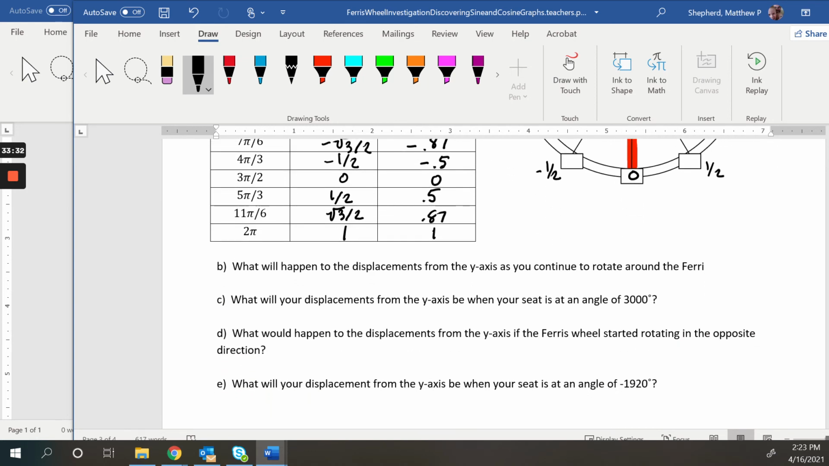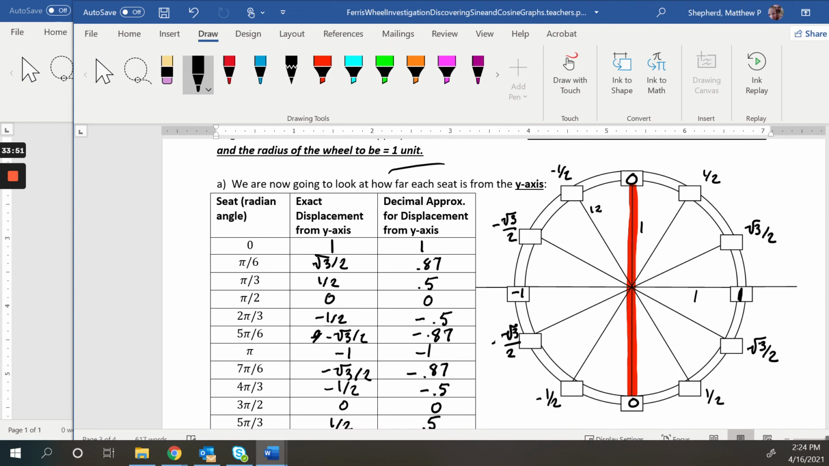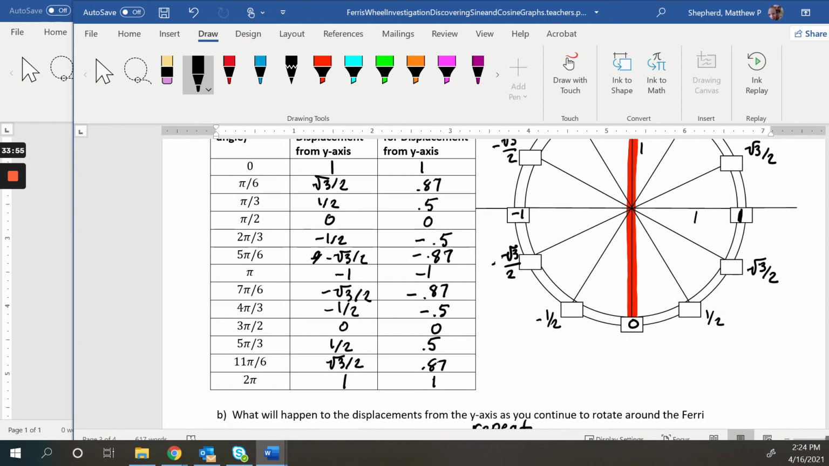All right, so what's going to happen to the displacements from y as you continue to rotate around? Well, that's like the first question before. It's all going to repeat. What will your displacement from the y-axis be when you're at an angle of 3,000? Remember, that was just the same as 120. So at 120 degrees, our displacement is going to be a negative half.